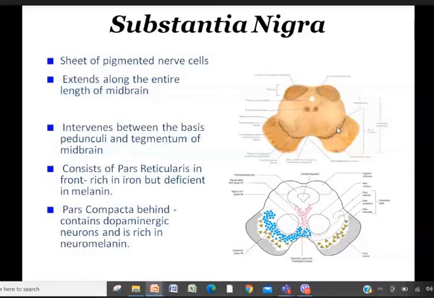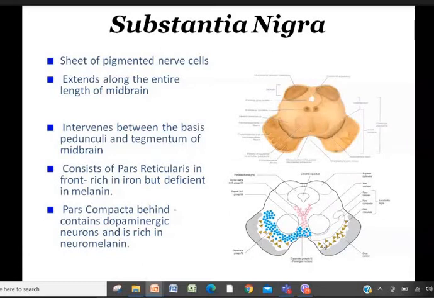And what are the parts? It has two parts, the pars compacta behind and the pars reticularis in front. This is the pars compacta and this is the pars reticularis. The reticularis is in front, rich in iron and deficient in melanin, whereas the pars compacta contains dopaminergic neurons and is rich in neuromelanin. Please remember this. It has two parts, in front and behind, the pars reticularis and the pars compacta.